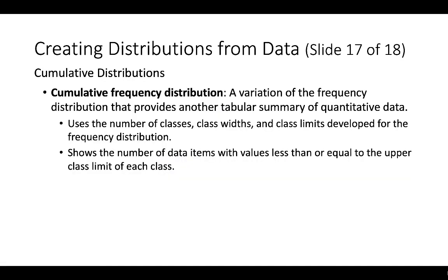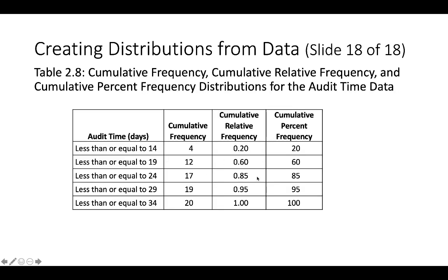We also mentioned the cumulative frequency distribution. Basically, it's a kind of distribution of frequency that provides a summary of quantitative data. You just keep accumulating, whether it's the count of the frequency or the percentage of the frequency, so you count the total, or cumulative, all the way to 100%. So this is creating distributions from data.